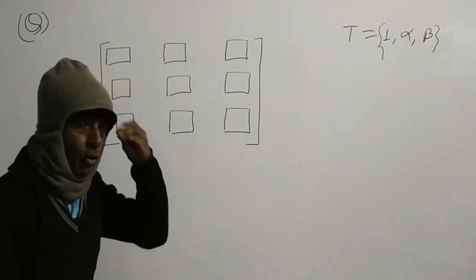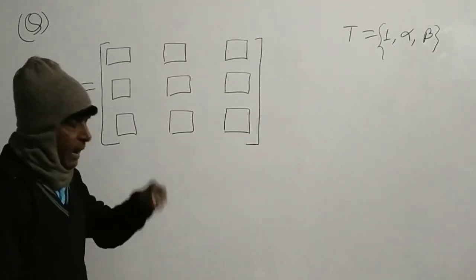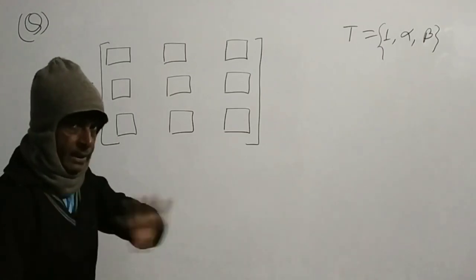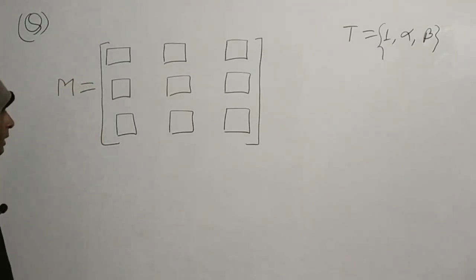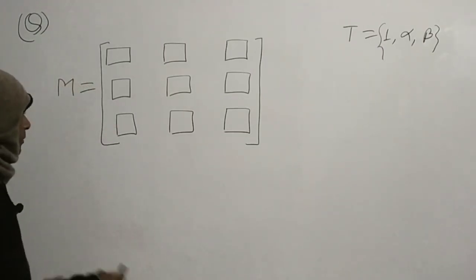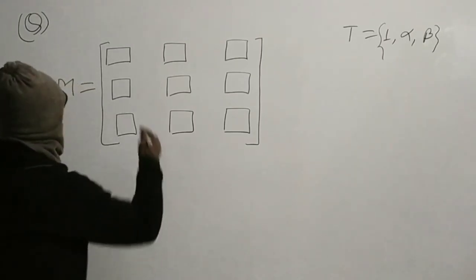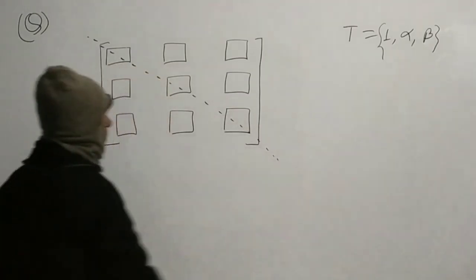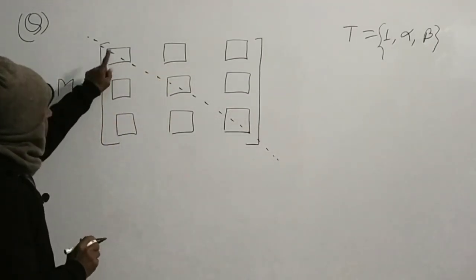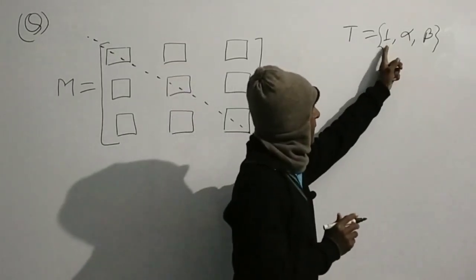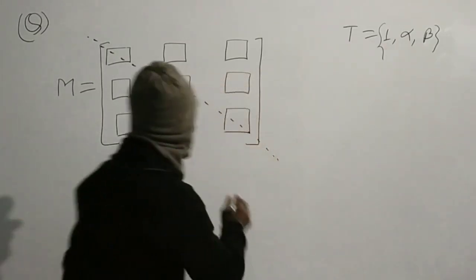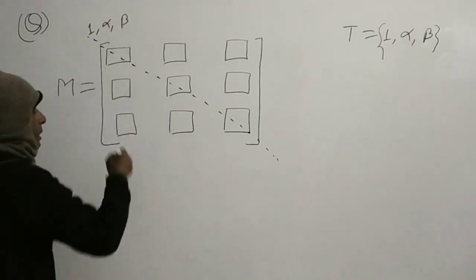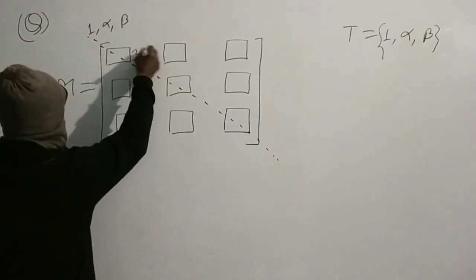Elements here plus elements here plus elements here should be 0. The sum of row elements can be 0 or cannot be 0. It does not make any difference. Since the matrix is symmetric and this is the principal diagonal, this place can be filled by any one of these 3 elements, 1, alpha or beta. That means in 3 ways.